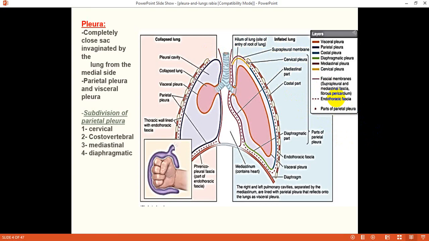Now these fascial layers are very important, especially when thoracic surgery is being performed and we are to enter the thoracic cavity but not to open the pleural cavity. The thoracic surgeons, after penetrating all the layers of thoracic wall, when they reach endothoracic fascia, they do the blunt dissection and separate the parietal pleura away and then enter the plane of the endothoracic fascia to enter the thoracic cavity and not penetrate the pleural cavity.